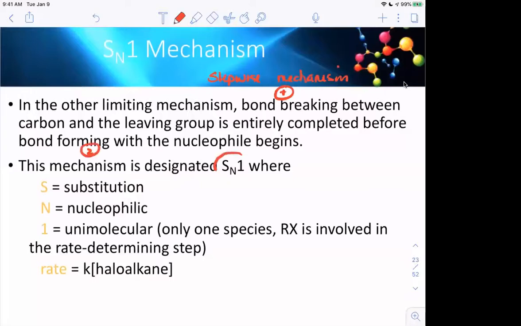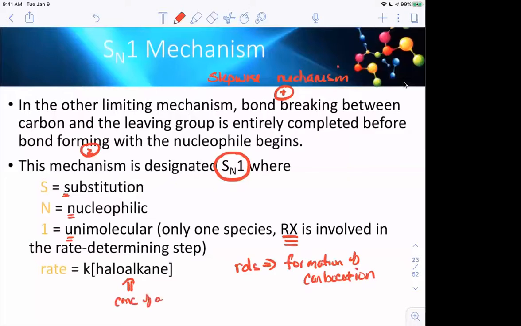So this is called an SN1, substitution nucleophilic unimolecular. Only my alkyl halide is involved in the rate determining step. The rate determining step is actually formation of the carbocation. That is the slowest step in this two-step mechanism. So I only have this rate being dependent on the concentration of the alkane.